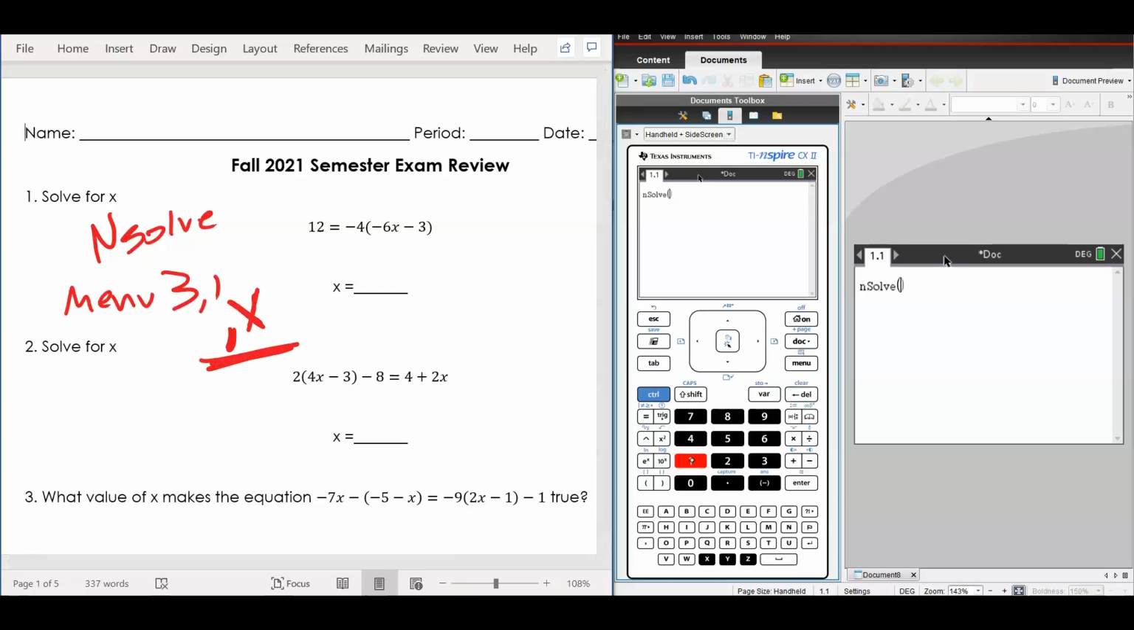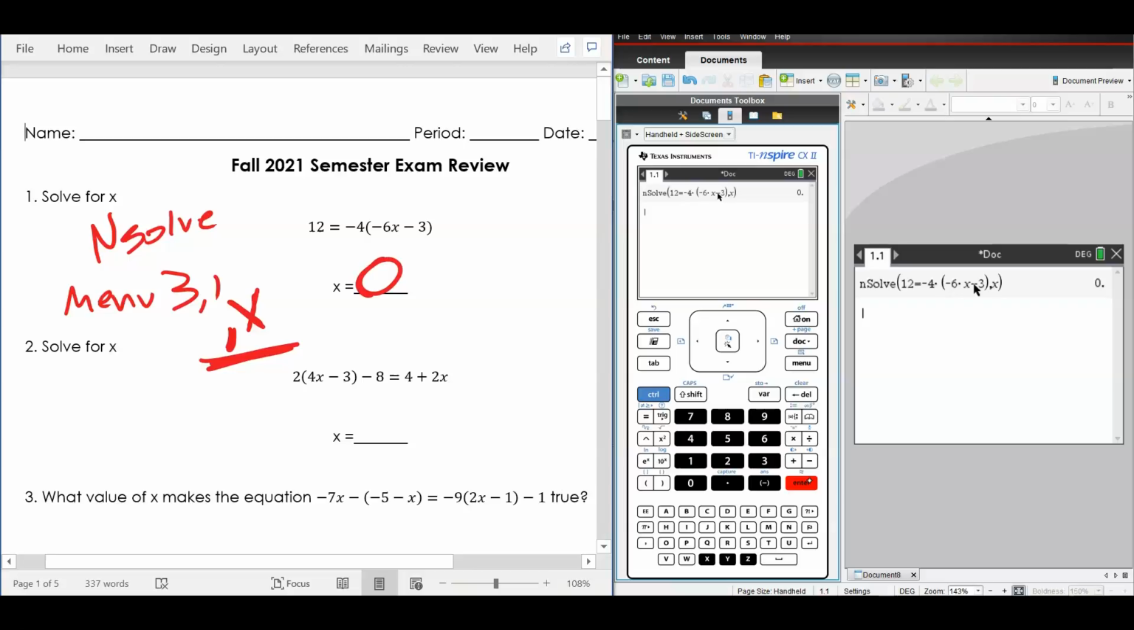Okay, so let's type this in. 12 equals negative sign 4 parentheses, negative sign 6 x minus sign 3 parentheses. Now if you don't put comma x here, it will not work. Let me show you. Hit enter, error. So go right inside that last parentheses and put a comma x. Okay, and it'll tell you what it is. It says 0. So x is 0. Sometimes you do get 0.